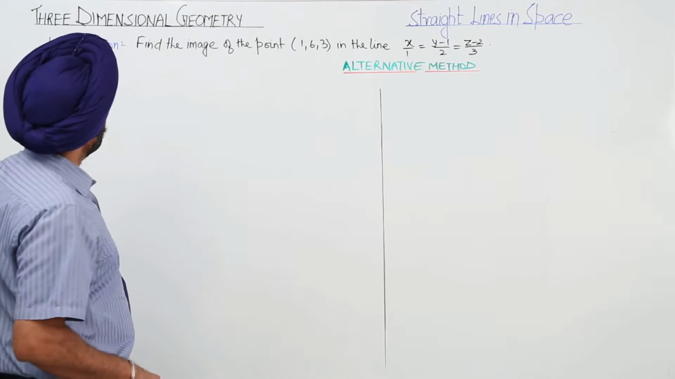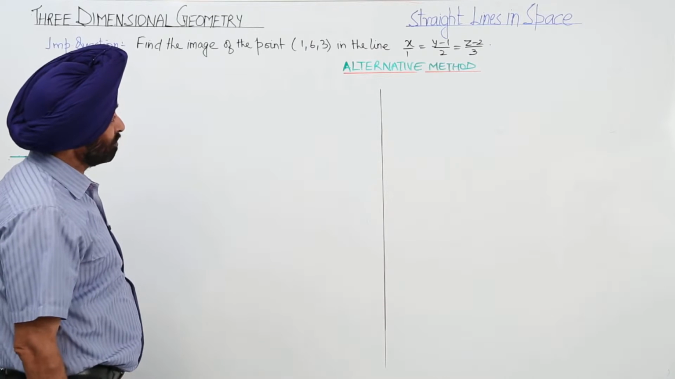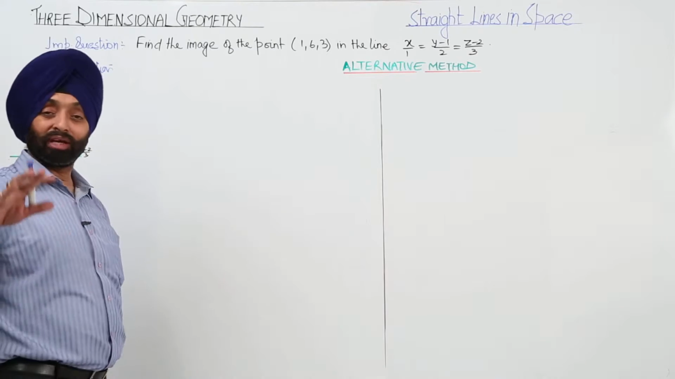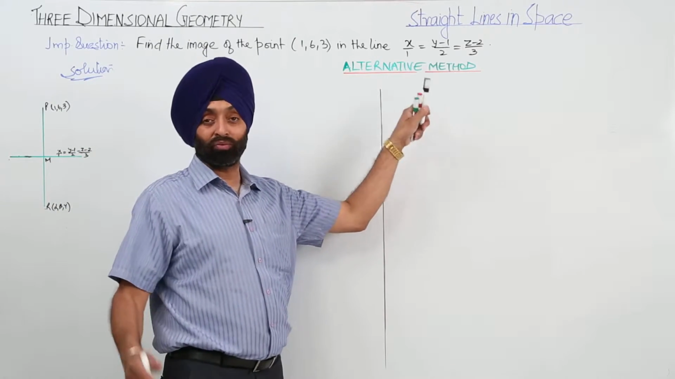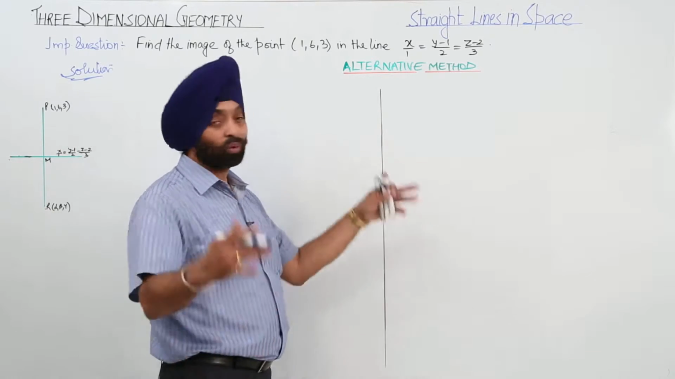Now, find the image of the point (1, 6, 3) in the line x upon 1 is equal to y minus 1 upon 2 is equal to z minus 2 upon 3, and we have already done this question. So, now we are going to use an alternate method. Whatever you think is easy, either the last one or this one, go for that.